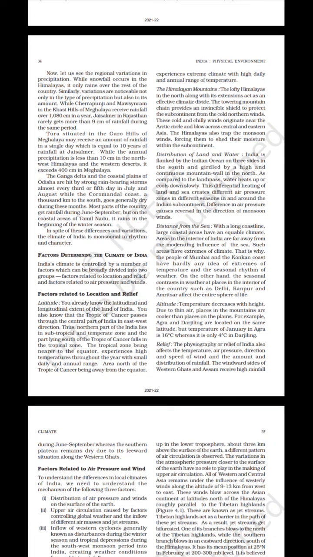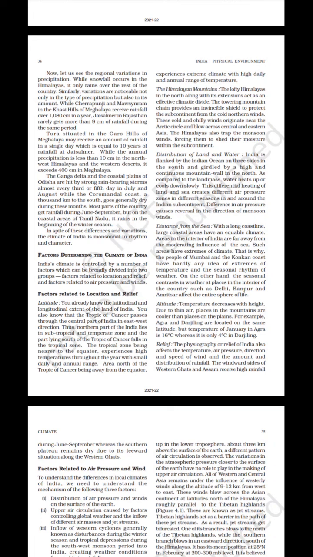Latitude. You already know the latitudinal and longitudinal extent of the land of India. You also know that the Tropic of Cancer passes through the central part of India in a west-east direction. Thus, the northern part of India lies in the subtropical and temperate zone, and the part lying south of the Tropic of Cancer falls in the tropical zone. The tropical zone, being nearer to the equator, experiences high temperatures throughout the year with a small daily and annual range. The area north of the Tropic of Cancer, being away from the equator, experiences extreme climate with a high daily and annual range of temperature.